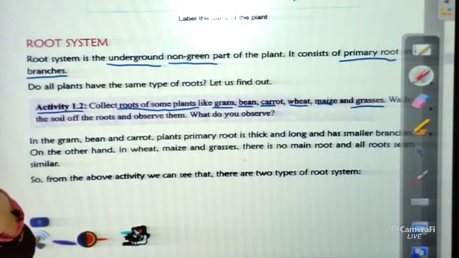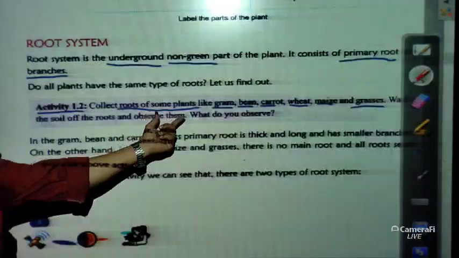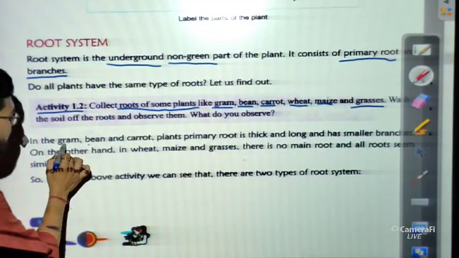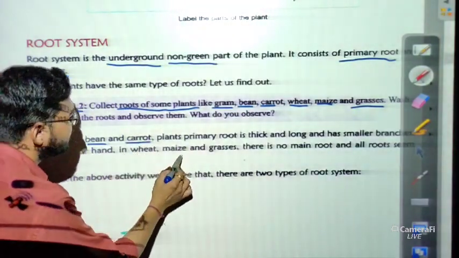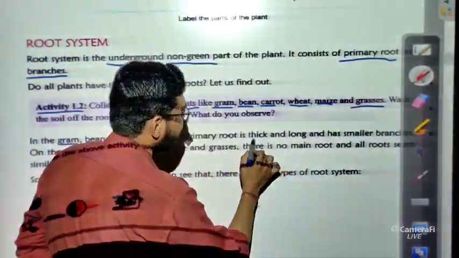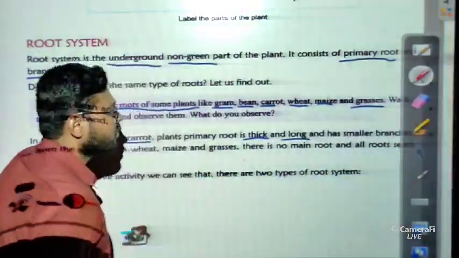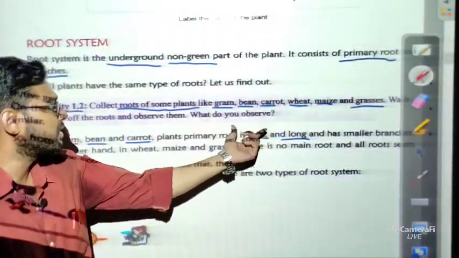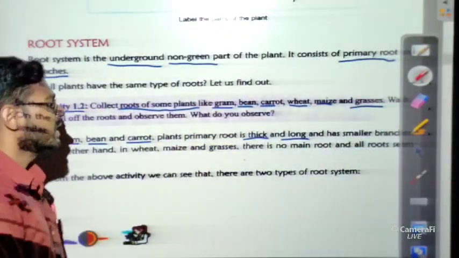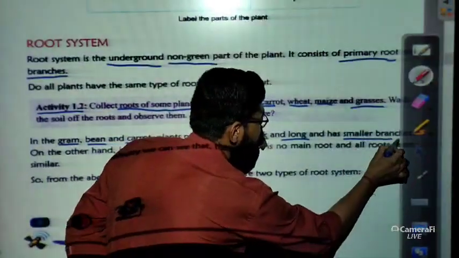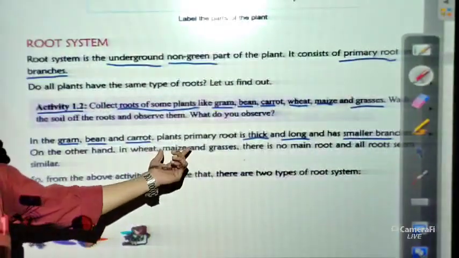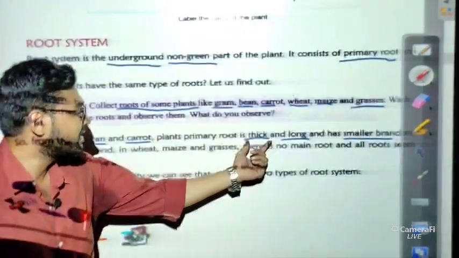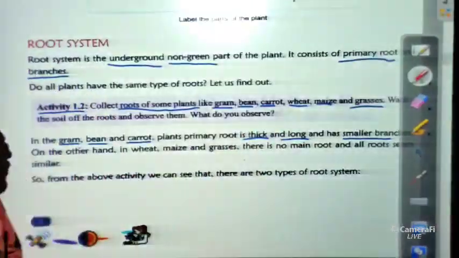So what do you observe? If you collect these roots, you will see that in gram, bean and carrot plants the primary root is thick and long. Focus on the term, students, that I am marking here, and it has smaller branches. So the roots of bean, gram and carrot are thick, long, and have smaller branches.